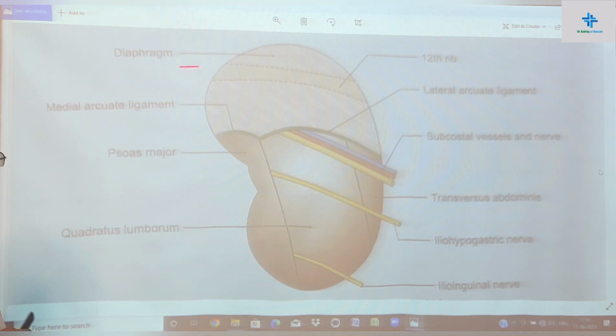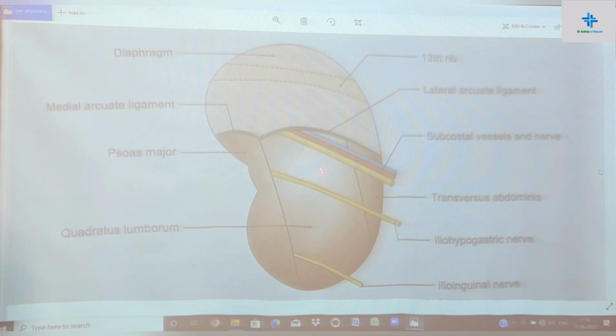to the kidney. So over here you can have the diaphragm, the right hemidiaphragm on the right kidney, and the left hemidiaphragm on the left kidney over here. And then this is the lateral arcuate ligament and the medial arcuate ligament. So you have the medial arcuate ligament medially, and this is the lateral arcuate ligament laterally. These form important relations of the kidney.